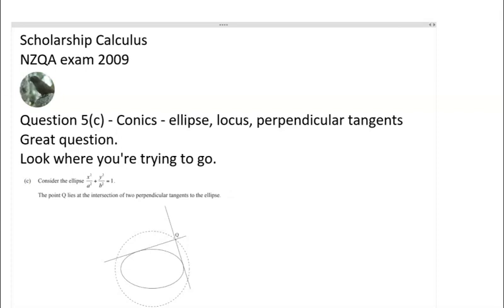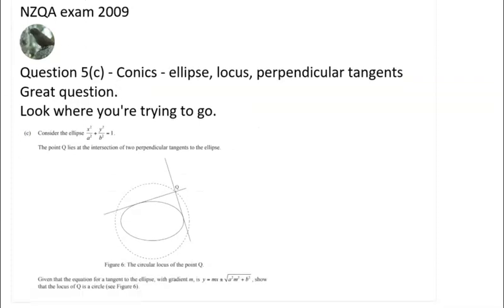Kia ora koutou. This is a lovely question from the 2009 Scholarship Calculus exam, and it's one that somehow I've just never seen before, and I really like it. So it's a little conics question where we have to find a locus. We've got an ellipse, and the ellipse is drawn for us here.